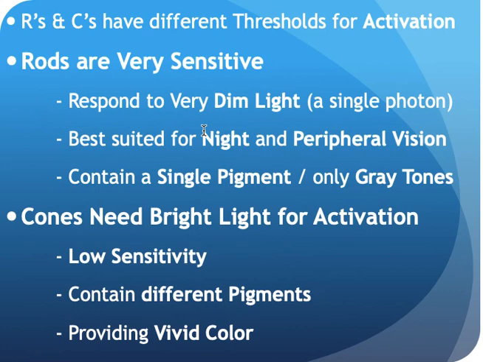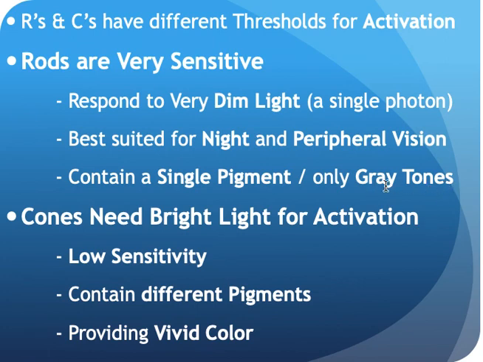Okay, so it responds to very dim light, and it can be as little as a single photon. Best suited for night and peripheral vision. Okay, contains only a single pigment. This is because it's only going to give us these gray tones. It doesn't give us any sort of color.